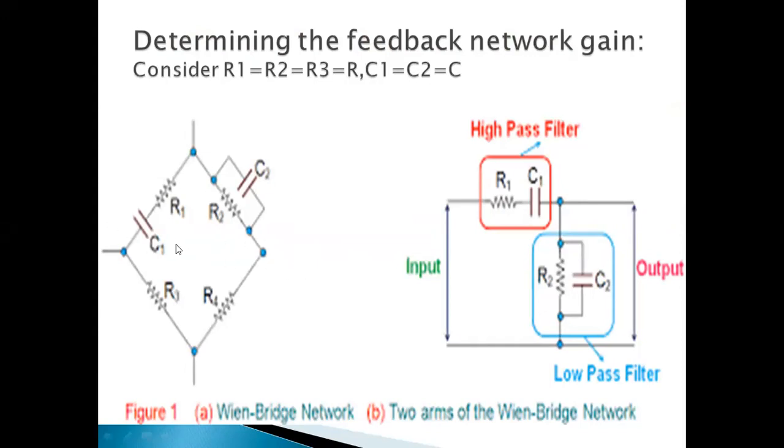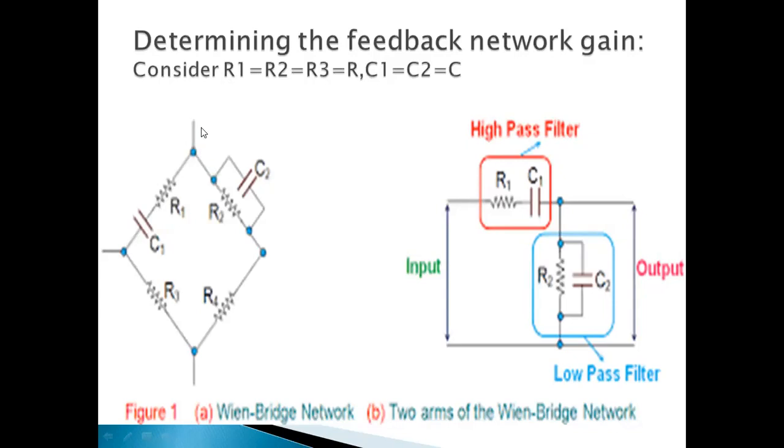If you consider the lead lag network, it means R1 C1 and R2 C2 only. R1 C1 are in series and R2 C2 are in parallel. Here the voltage is V naught of S. The voltage at this point is V naught of S, and the voltage at this point is the middle voltage between these two terminals. This is the output of the feedback network.